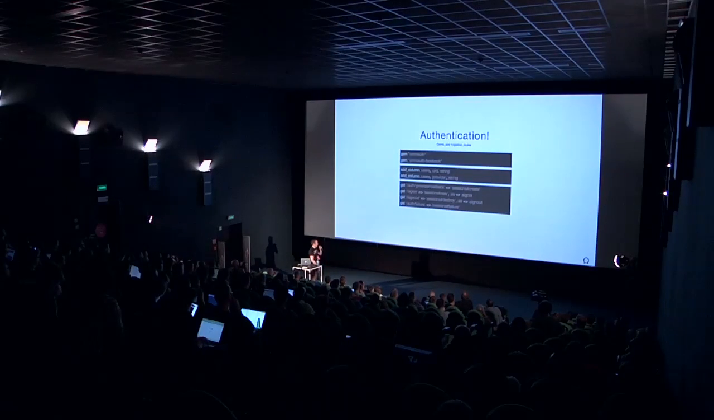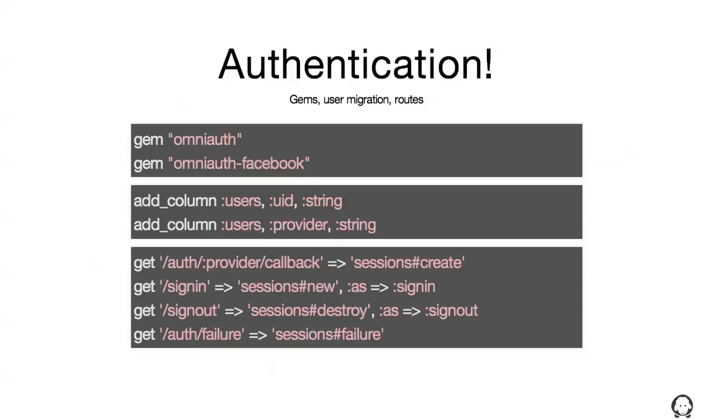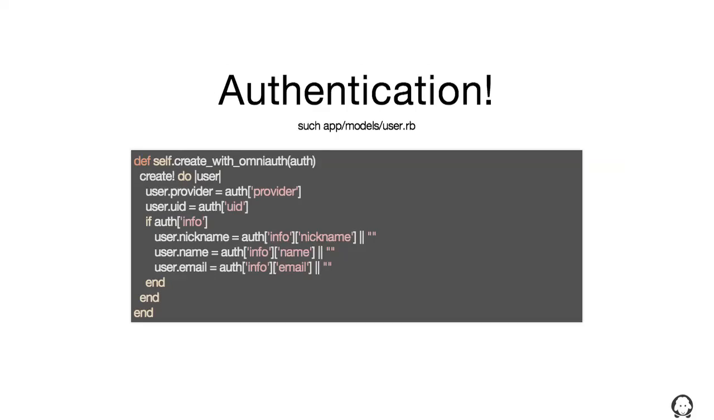The users cannot log in yet, so you Google how to log in a user with Facebook. OmniAuth is supposedly the best solution, so just add the gems to the Gemfile, add some columns to your user table, add some rows, and it works. Awesome. Authentication, you need something in your user model to create the user from the OmniAuth data, so yeah, this is the method, the default one that they will suggest to you. Awesome again.